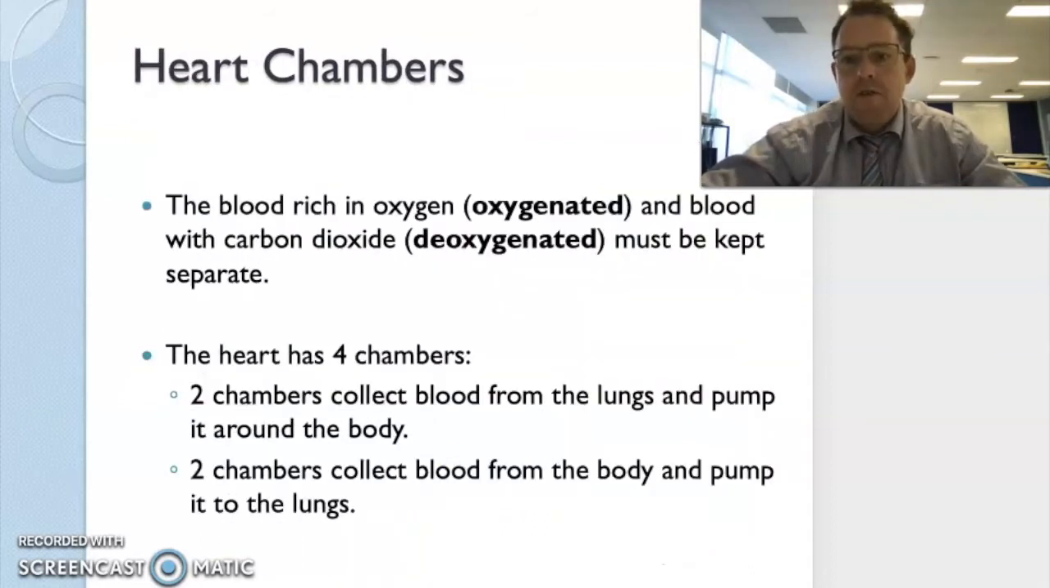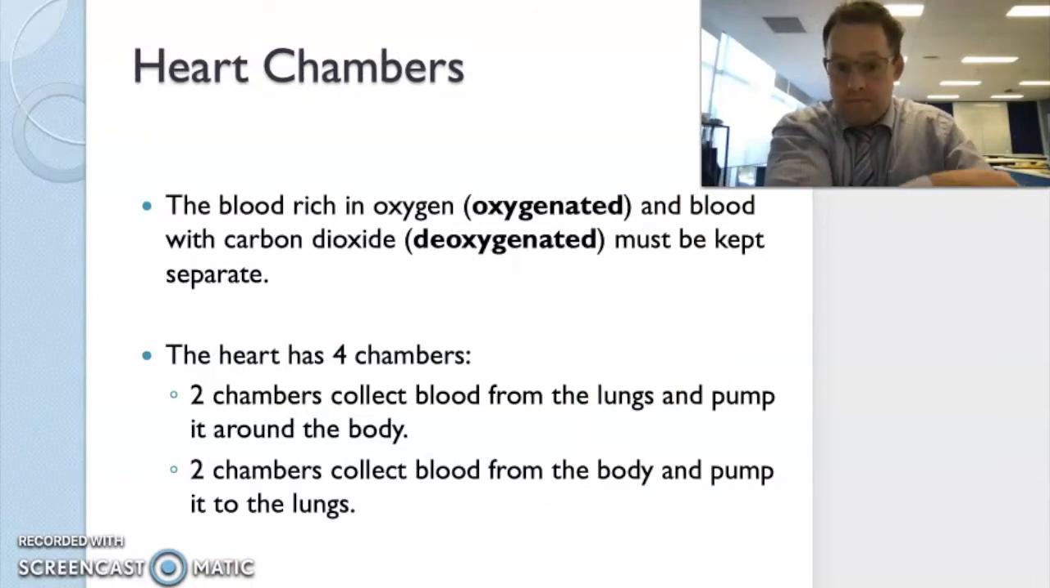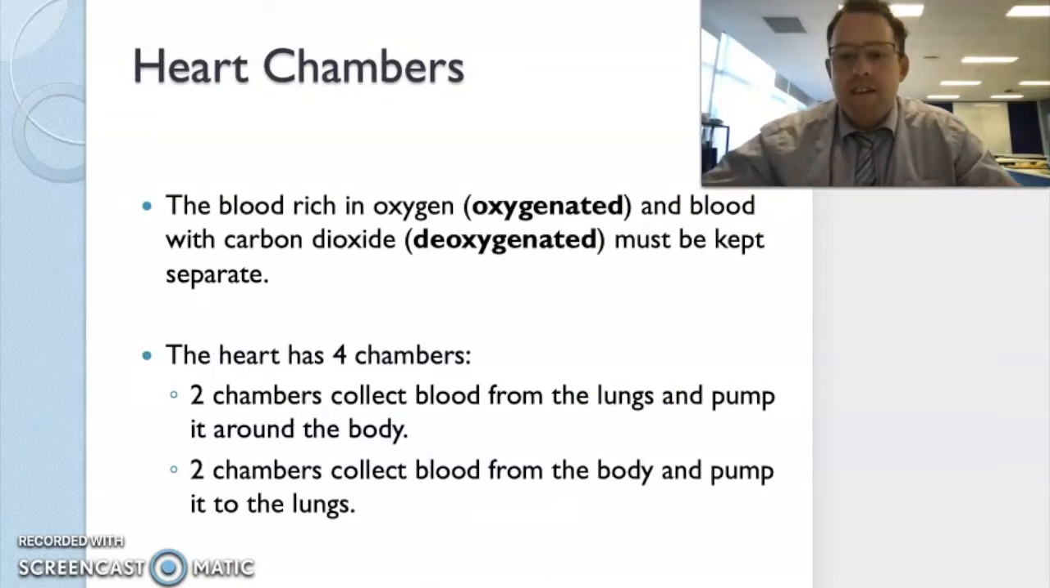So what we're going to do is have a look at the structure of the heart in a fair bit of detail. A couple of things you need to understand, we'll talk about this in the next section as well, is that blood that's oxygen rich is what's called oxygenated blood. Blood which has carbon dioxide in it is deoxygenated blood, and we want to make sure we keep these separate.